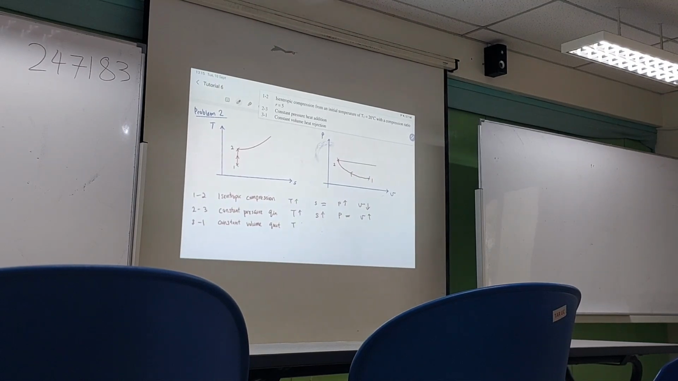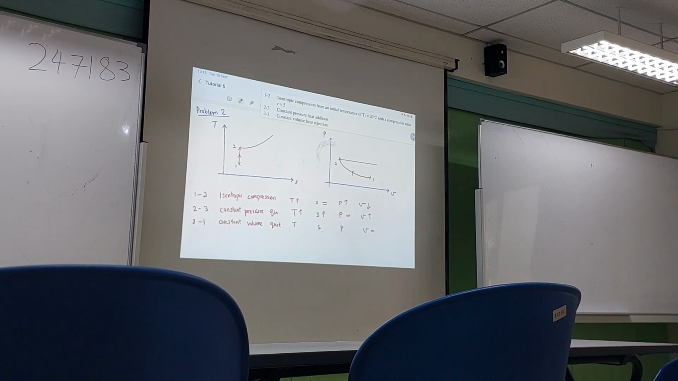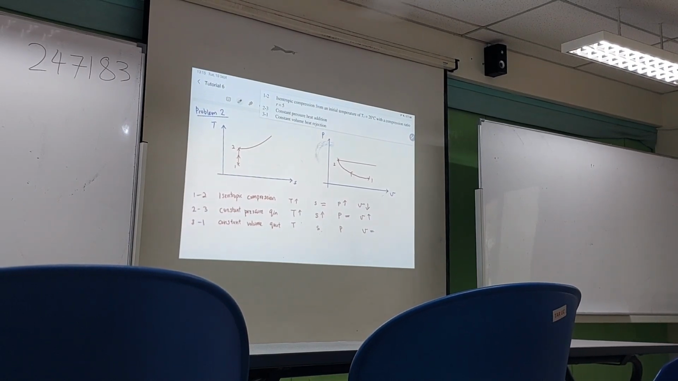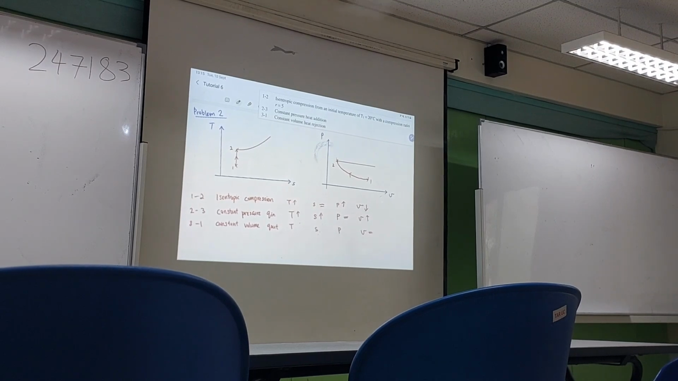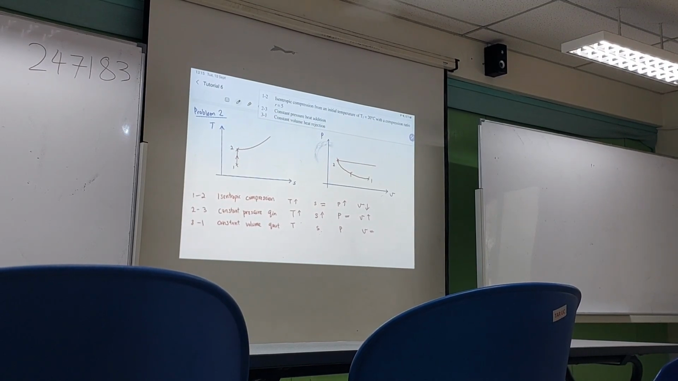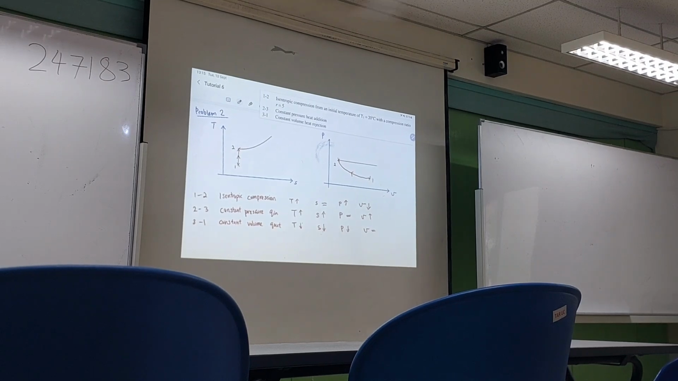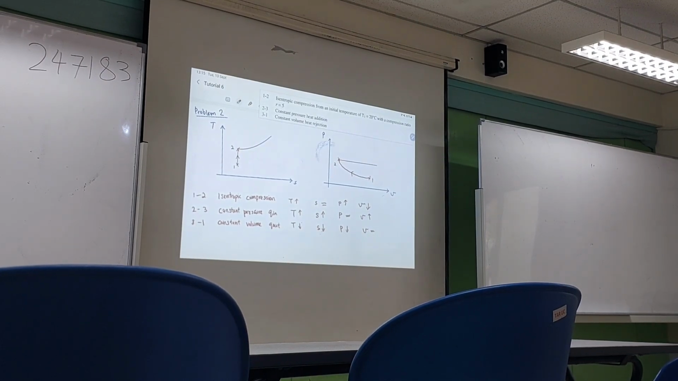Same thing, T-S and P-V. This time volume is the one that is constant. So in heat rejection, we know that entropy will reduce, temperature will reduce. So in this case, pressure will also reduce. Right, same thing, because pressure and temperature are also proportional.